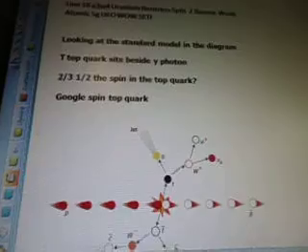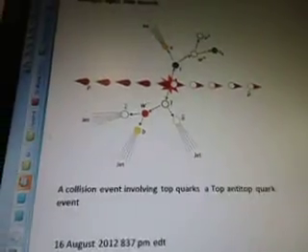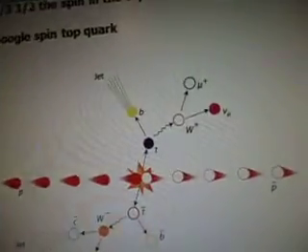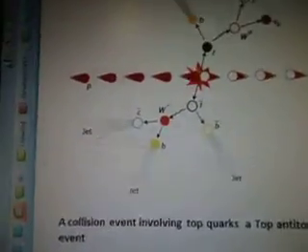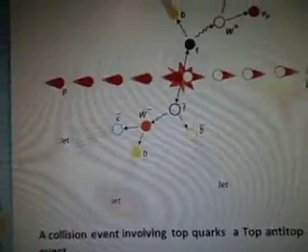Looking at the standard model in the diagram, T top quark sits beside Y photon, 2/3, 1/2 the spin in the top quark. Google spin top quark. So this is what came up with this diagram here. Okay, showing all the different things we have going on there. A collision event involving top quarks, a top antitop quark event.